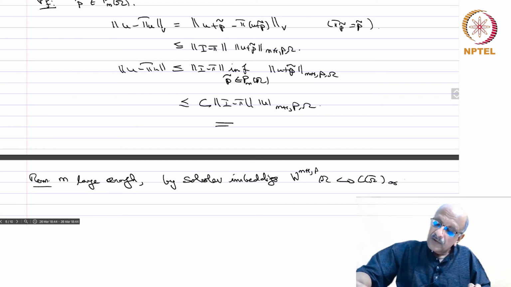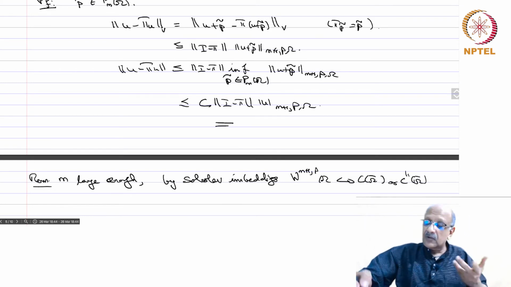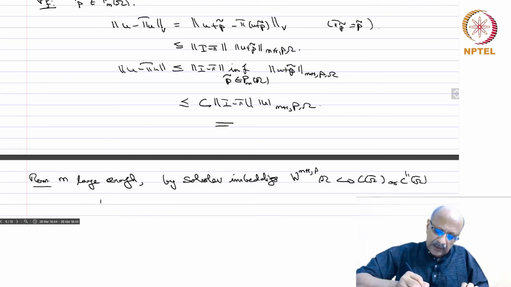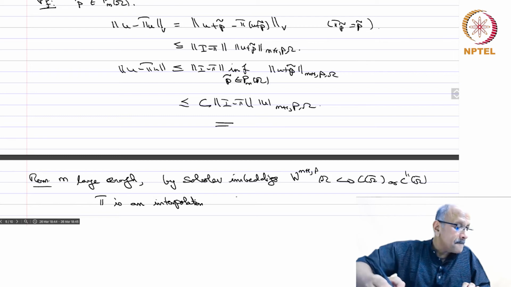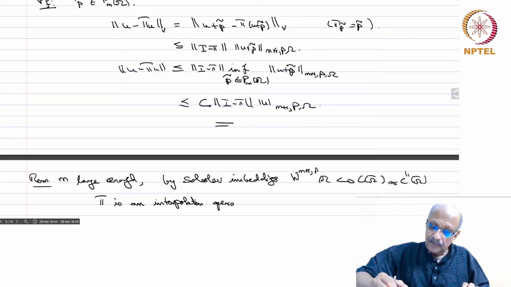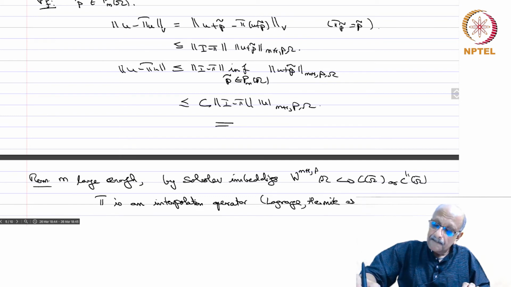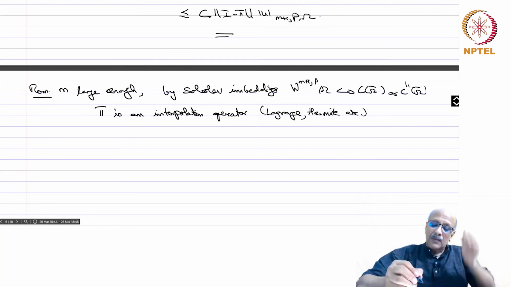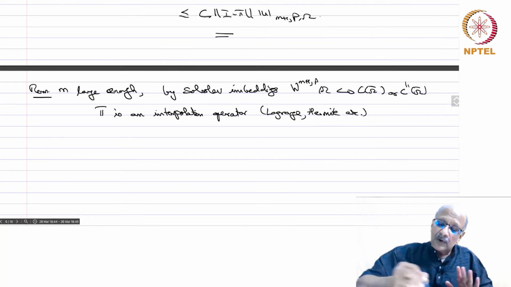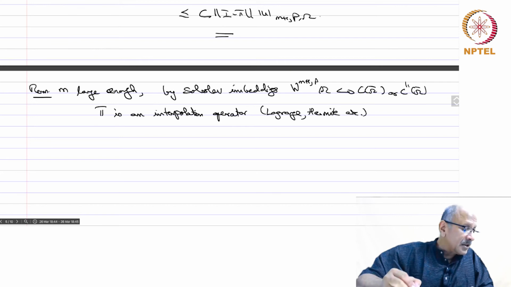Or C^k of omega bar, for some k. Okay, so we can assume pi is an interpolation operator: Lagrange, Hermite, etc. So these interpolation operators mean that for some degree they will reproduce polynomials as they are, and any other function they will give you another function here.